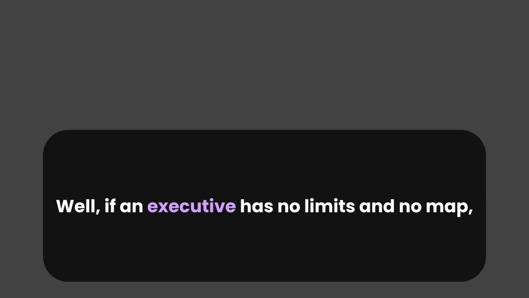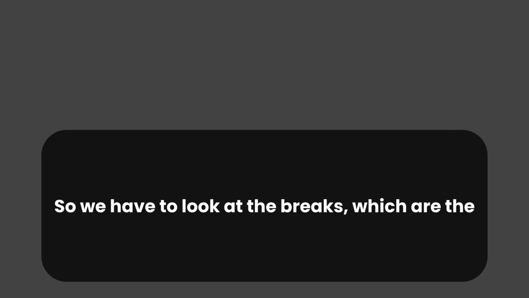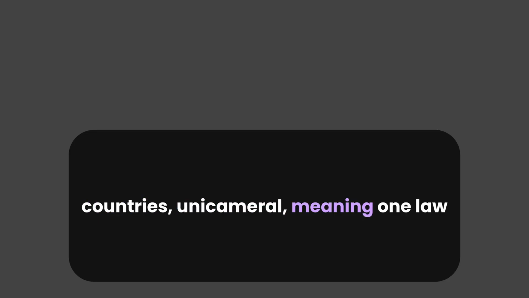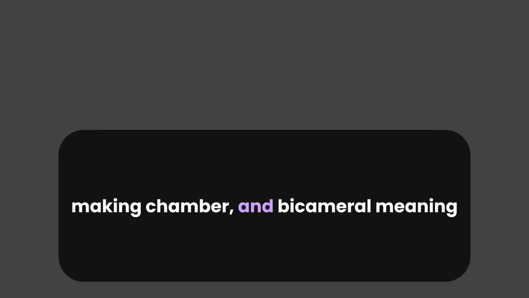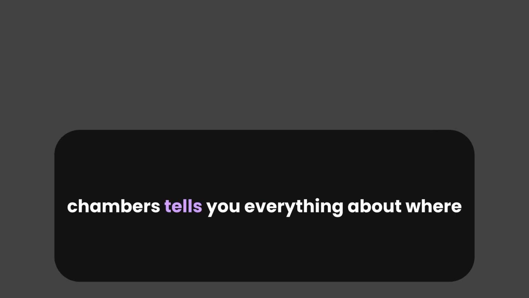Well, if an executive has no limits and no map, the car becomes incredibly dangerous. Yeah. So we had to look at the brakes, which are the legislatures. We typically see two structures in these countries, unicameral, meaning one lawmaking chamber, and bicameral, meaning two. And how a country actually uses those chambers tells you everything about where the real power lies.